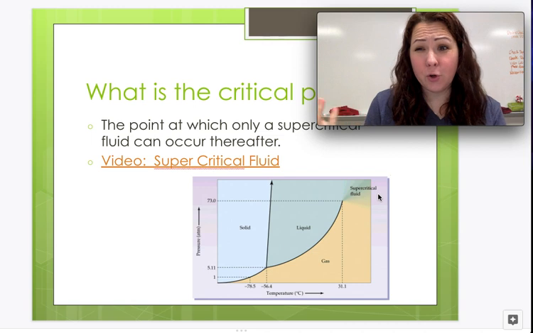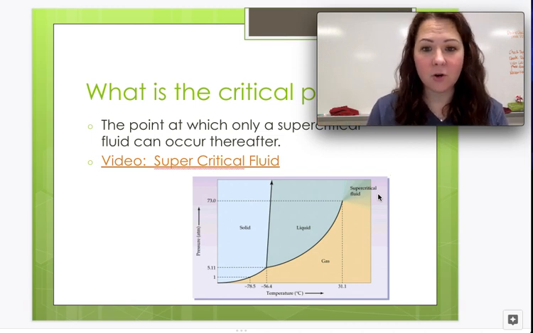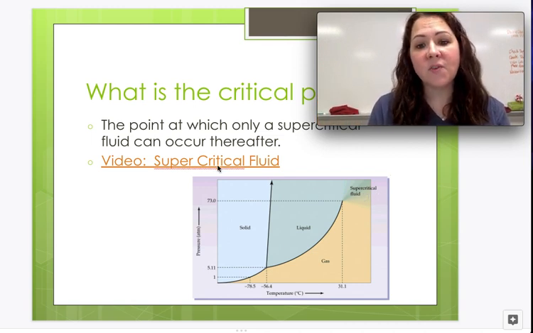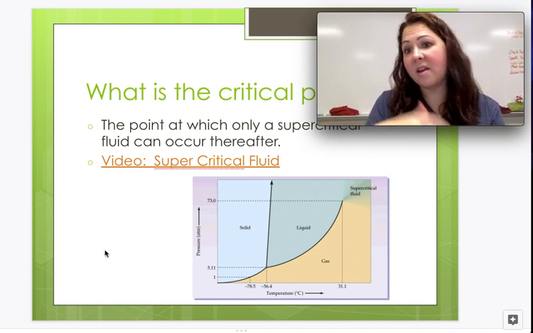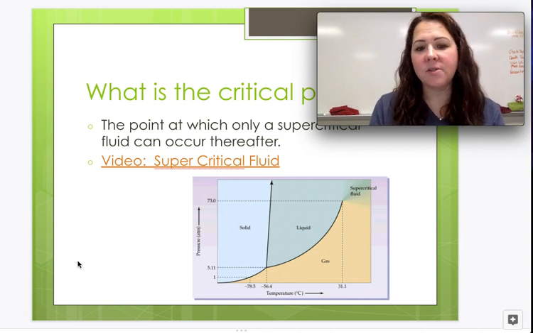So that is one of your new states of matter that you probably haven't heard of before. This video does show a supercritical fluid, so if you're curious what it does or what it looks like, click on that and go through it, but I'm not actually going to show it in this just for the sake of time.